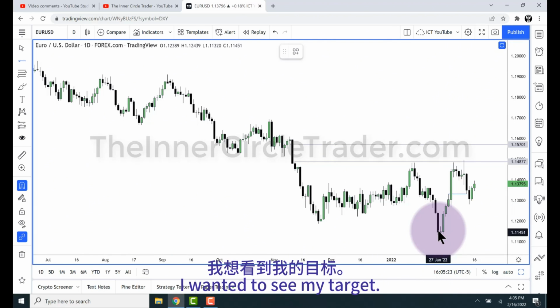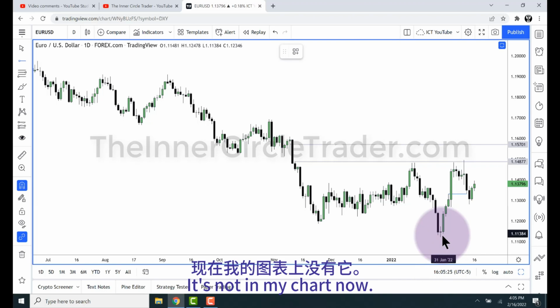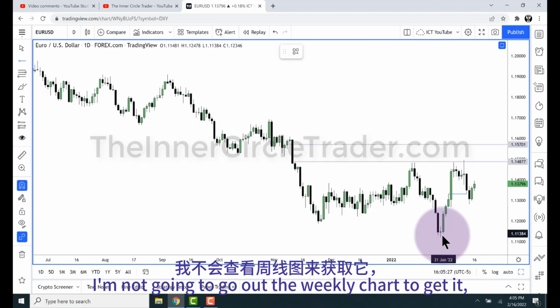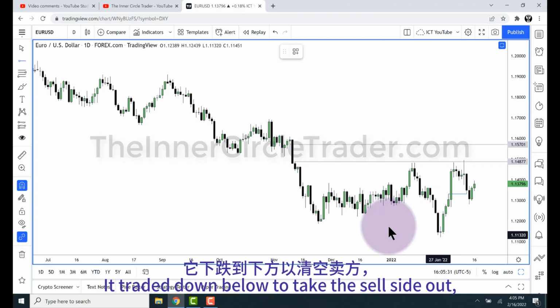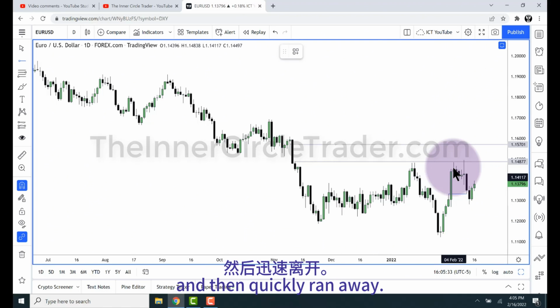I wanted to see my target. Remember that little shaded area down here? It's not in my chart now. I'm not going to go out to the weekly chart to get it, but you know what I'm referring to. It should be in your charts. It traded down below to take the sell side out and then quickly ran away.